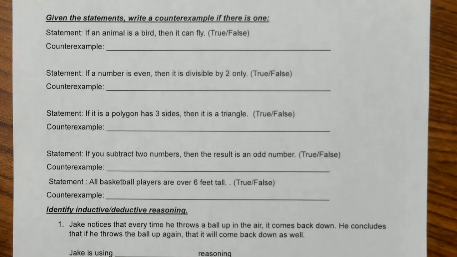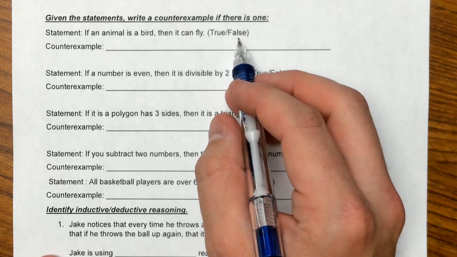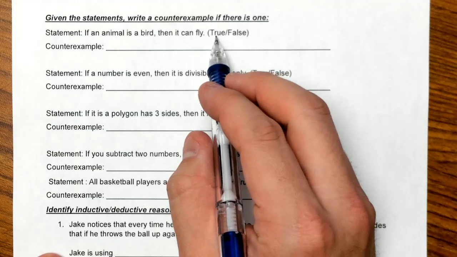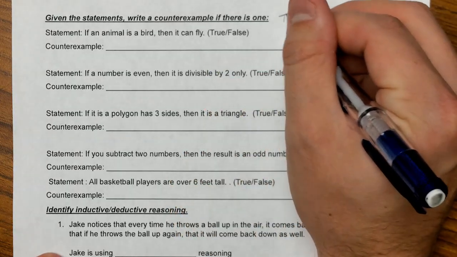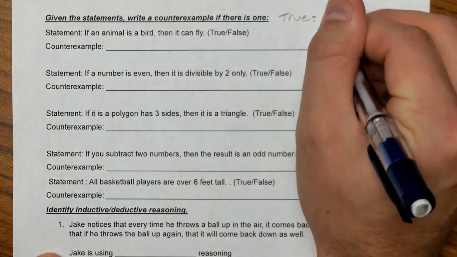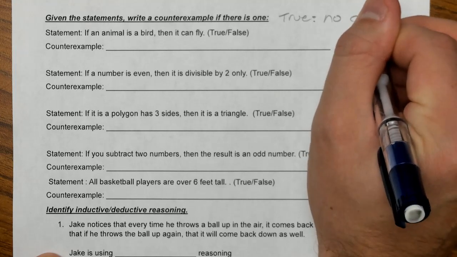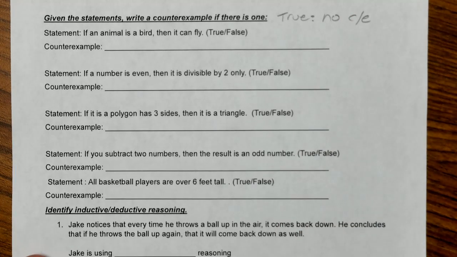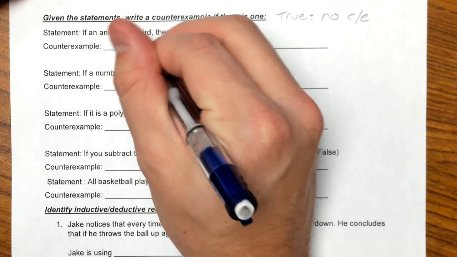So if we read a statement, we want to see if we can provide a counterexample. And the only way we can do that is if we say the statement is false. If we say the statement is true, no counterexample is able to be made. So if an animal is a bird, then it can fly. Well, yeah, that's true, but is an animal being a bird the only thing that can fly? What about a penguin?